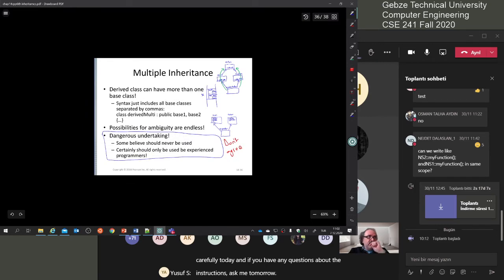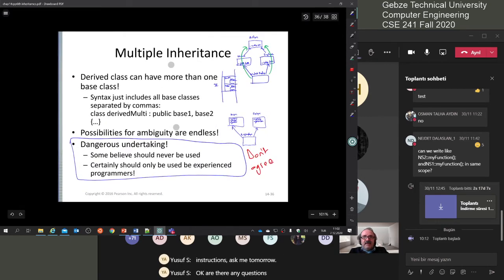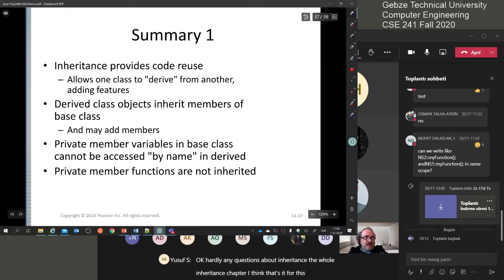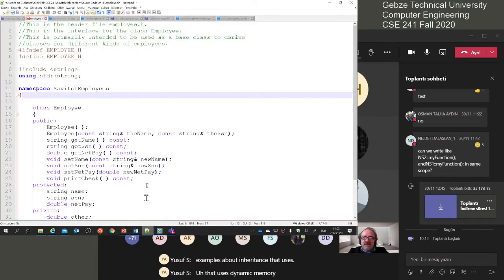Okay, are there any questions about the inheritance? The whole inheritance chapter? I think that's it for the inheritance chapter. No, well, maybe I should. We never did any examples about inheritance that uses dynamic memory. Let's go to the book slides.